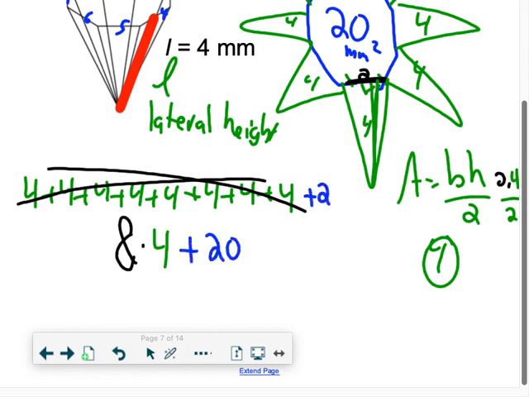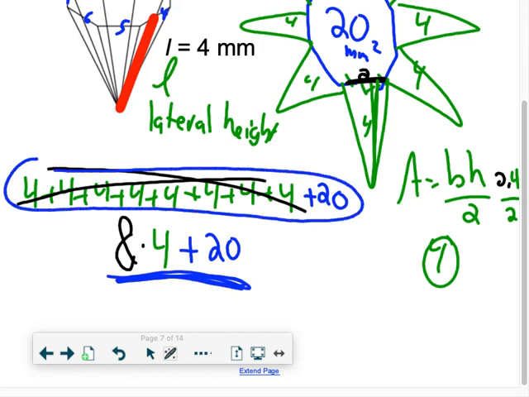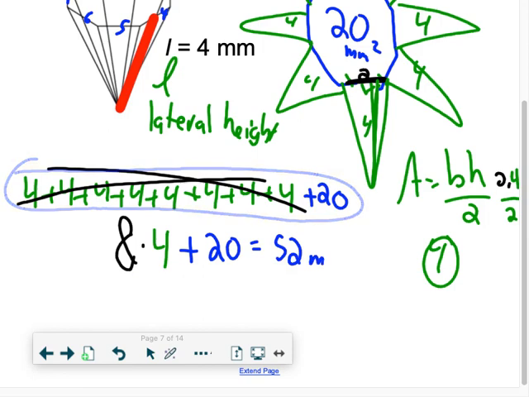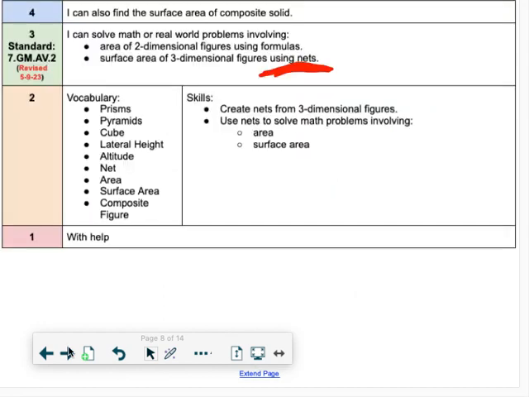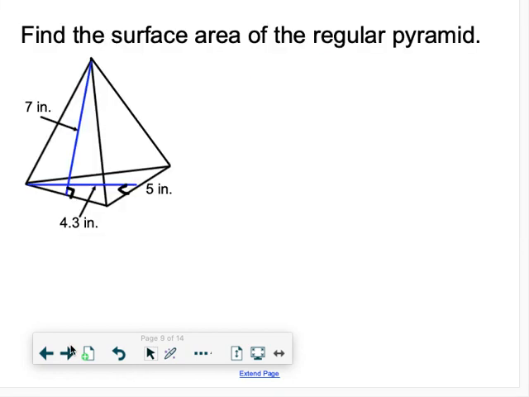By all means, if this is confusing, then just write it out like we've been doing. Add up every surface. There's nothing wrong with that. 8 times 4 is 32 plus 20 gives me 52 millimeters squared. Again, we can do the math, but we need the net there. It has to be solved using a net.